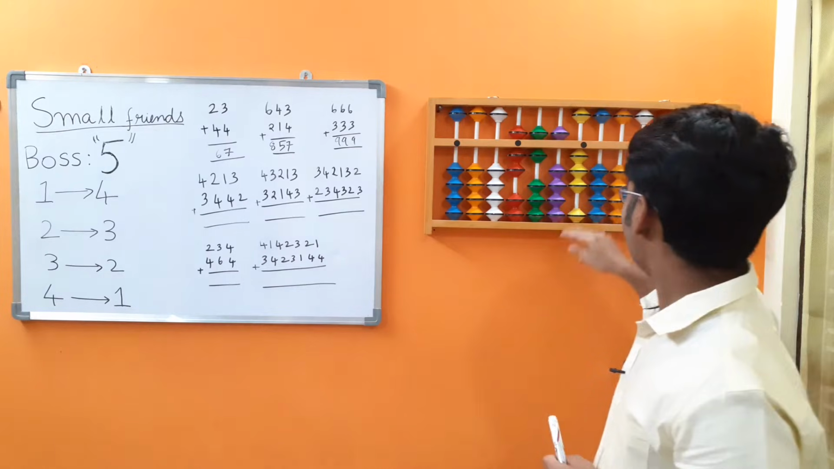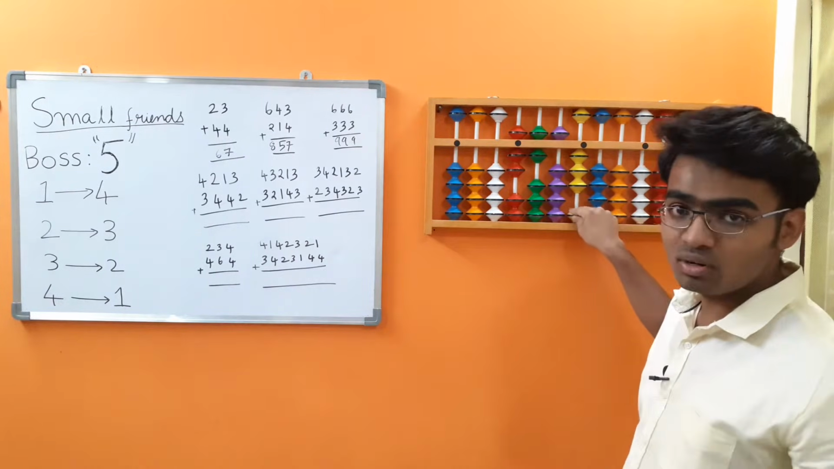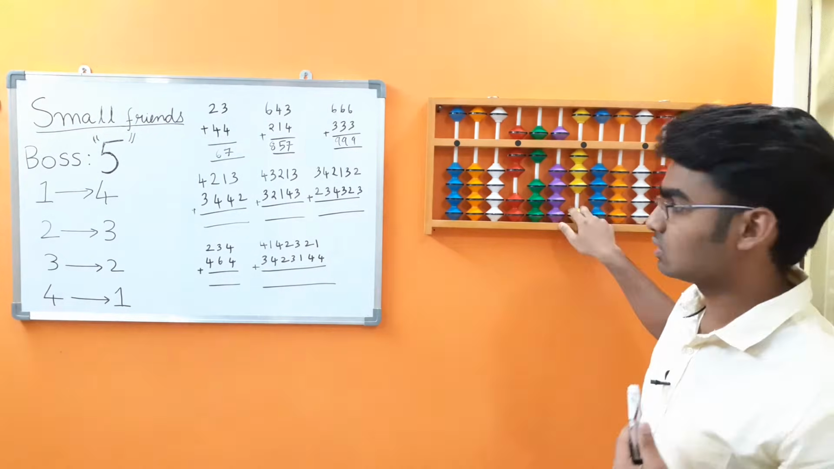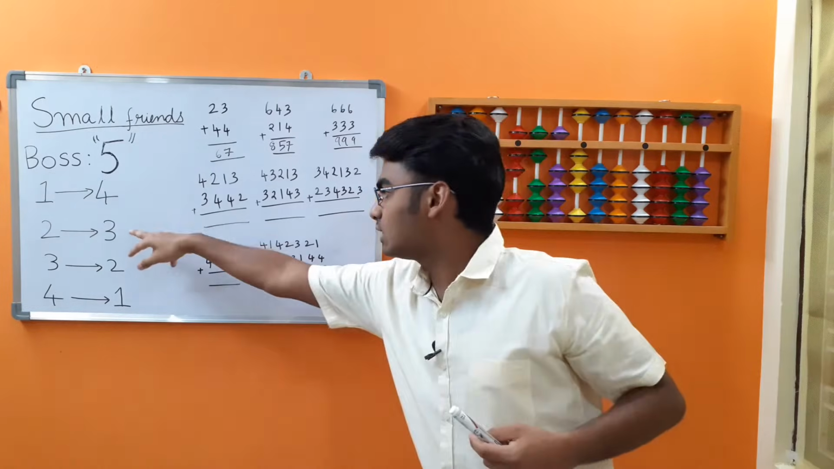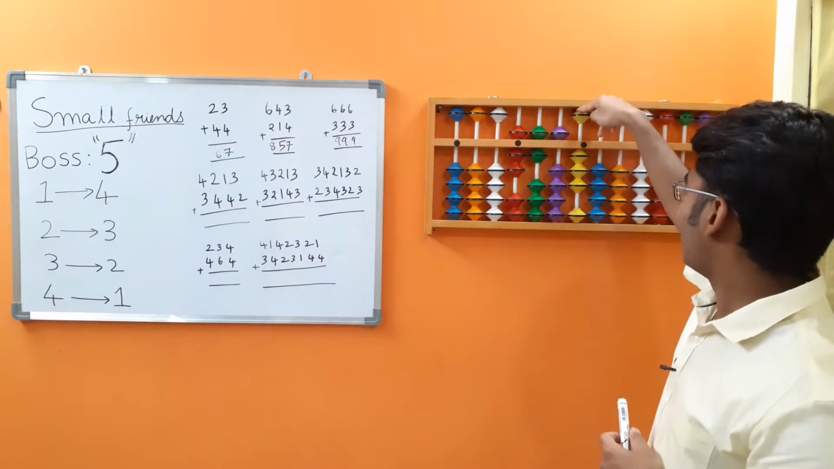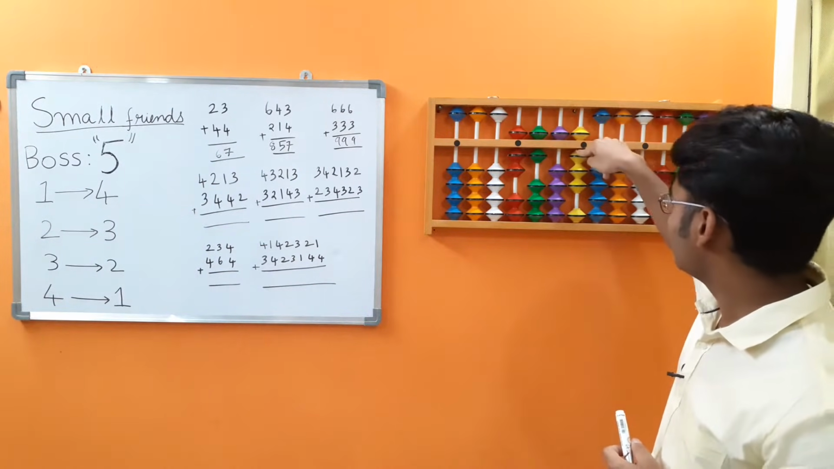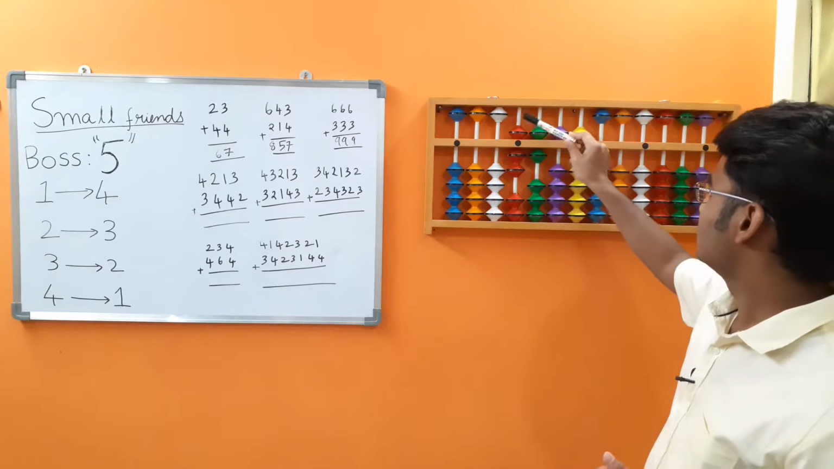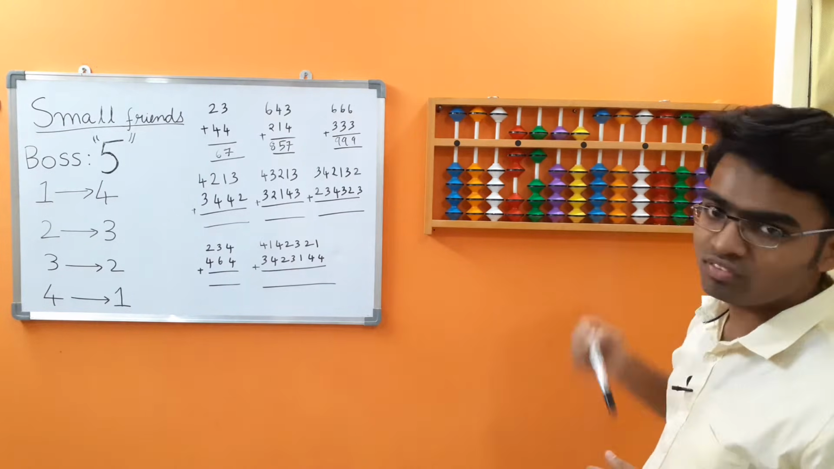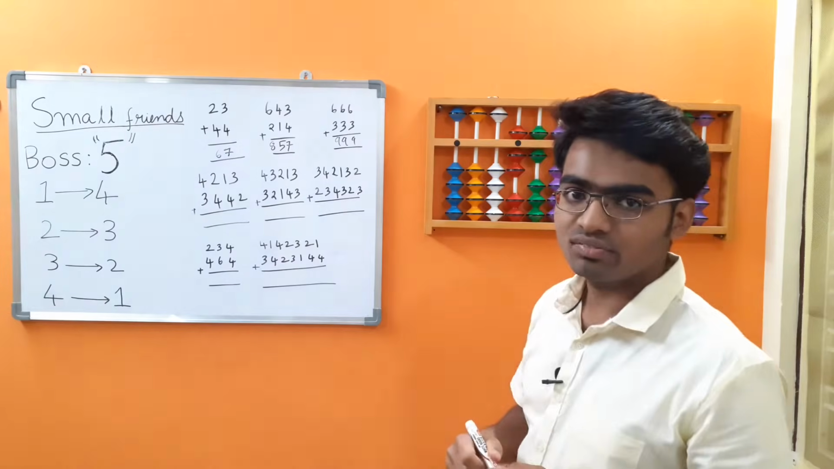2. We cannot add 2 directly here. We only have 1 bead. So make use of small friends concept. 2's friend is 3. Add the boss 5 less the friend 3. We got the answer as 7655.